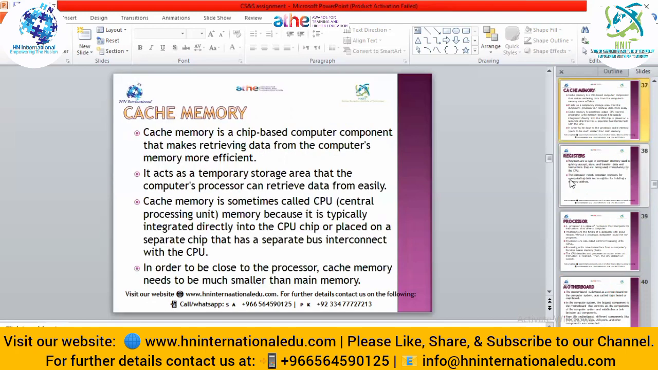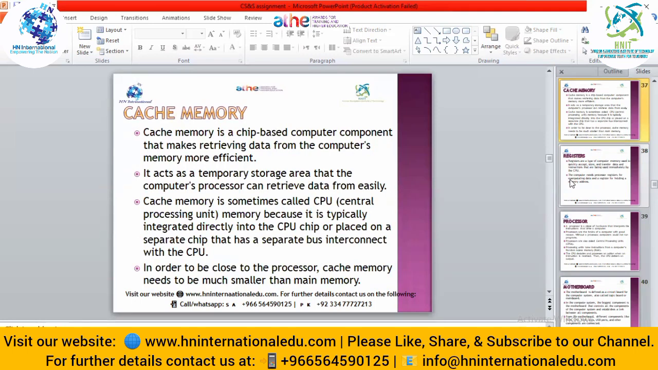Now the cache memory is a smaller memory that lies in between the CPU and the RAM. So the most frequently used instructions will be kept inside the cache memory. It is made using the technology of SRAM. Cache memory is a chip-based computer component that makes retrieving data from the computer's memory more efficient, as it is much closer to the CPU. So accessing data from the cache memory will increase the efficiency and speed of the computer.